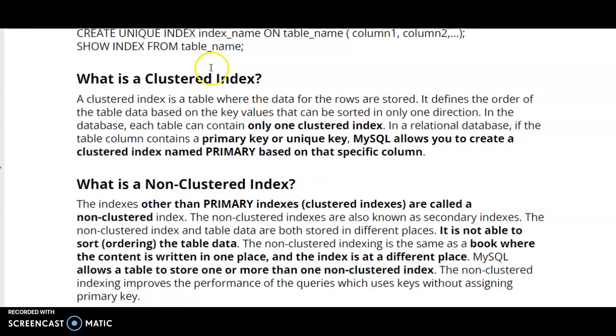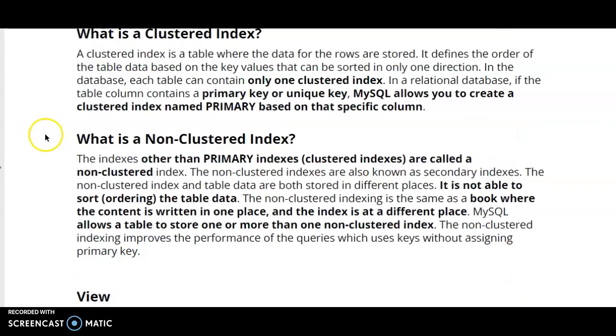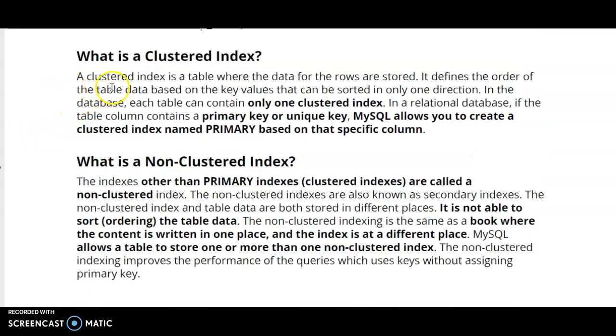What is a clustered index? There are two types of index, clustered index and non-clustered index. A clustered index is a table where data for the rows are stored. It defines the order of the table data based on the key values, and can be stored in only one direction. In the database, each table can contain only one clustered index. In a relational database, if the table column contains a primary key or unique key, MySQL allows you to create a clustered index named PRIMARY based on that specific column.